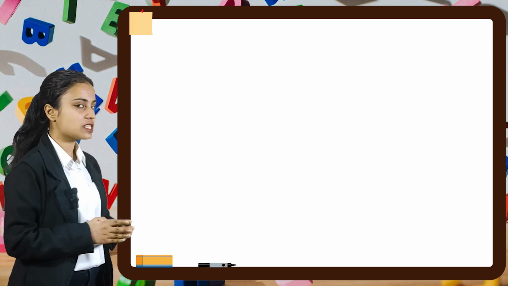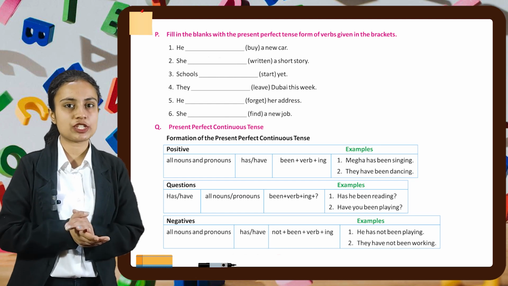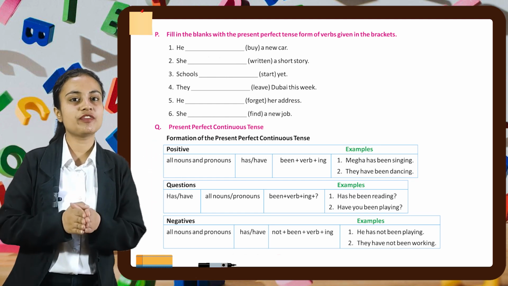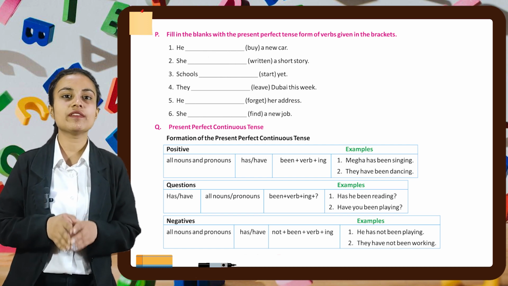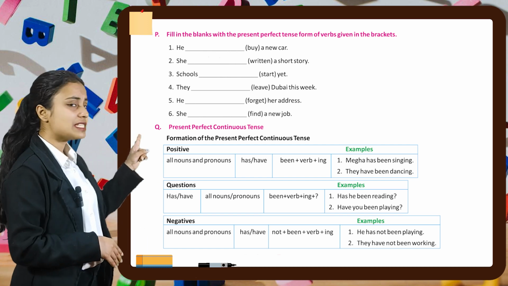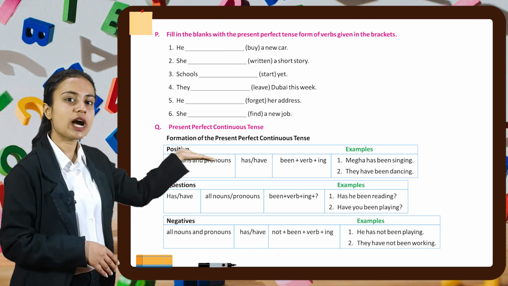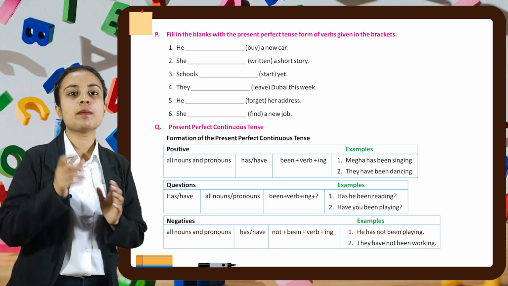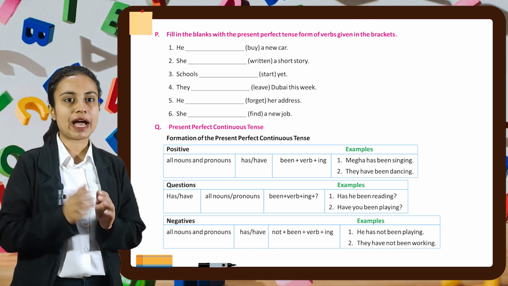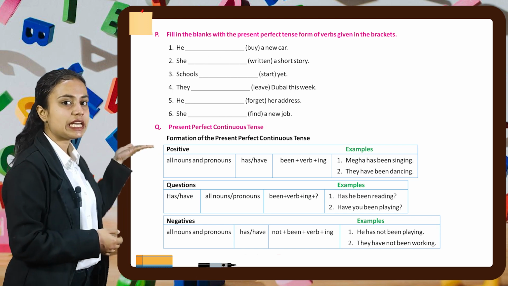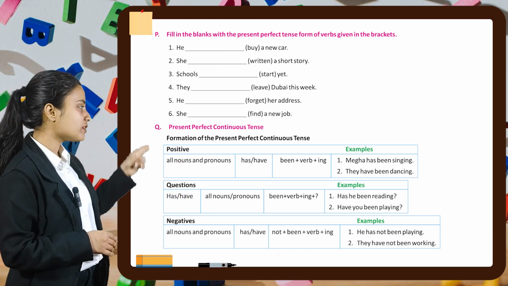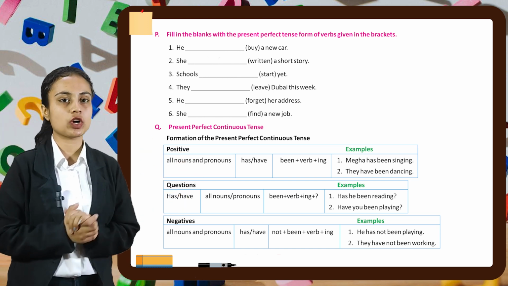Now related to these concepts, let's do some questions. In this, we have to fill in the blanks with the present perfect tense form of the verb given in the bracket. First one says, he dash a new car. In the bracket, buy is written. We have to use present perfect tense form of buy. So our sentence will be, he has bought a new car. In the similar manner, you have to do the rest of the parts of this exercise by yourself.